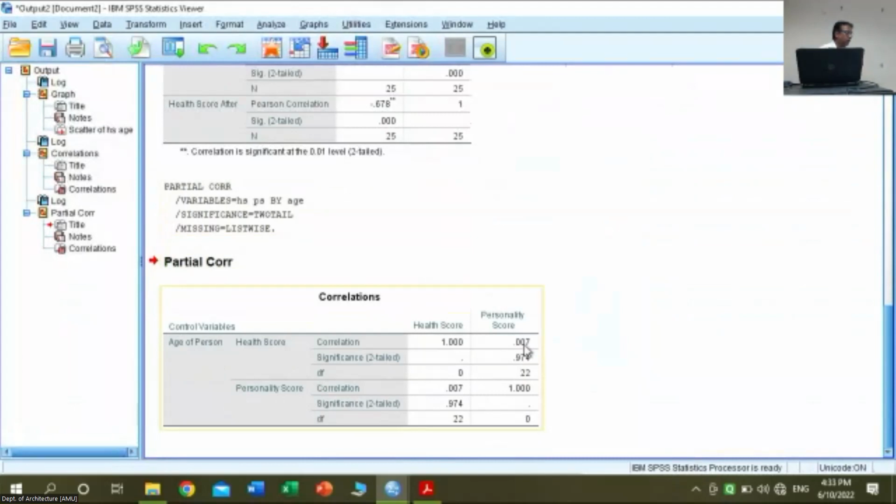The relationship between health score and personality score is insignificant, because there is very weak correlation. So age does not affect the relationship between personality score and activity score. There is no effect of age on personality score. Okay. So in this partial correlation analysis, it's the same problem.